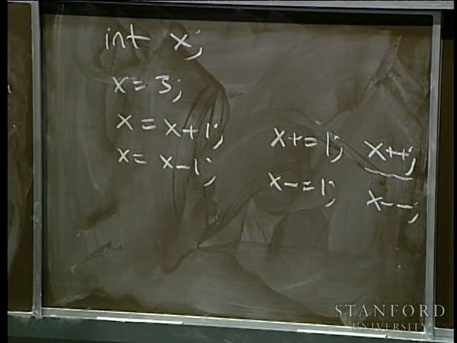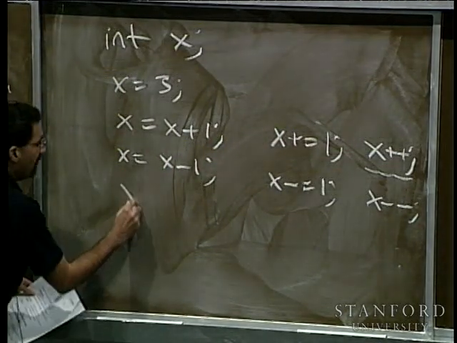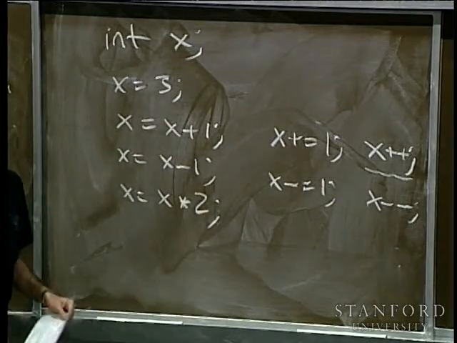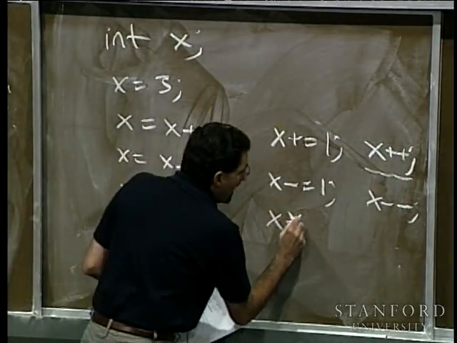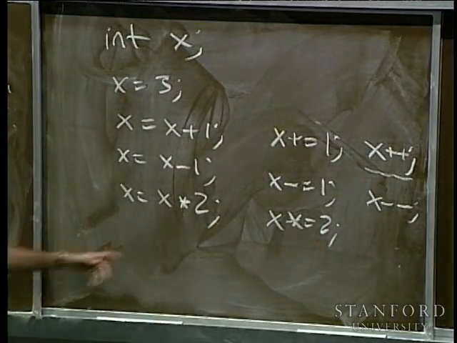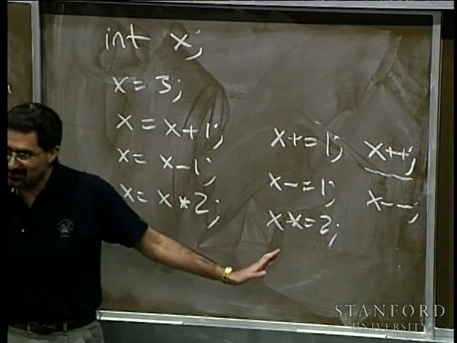There's a couple other shorthands. You can also think about multiplication. If you want to say x equals x times 2, like you want to double x, you could say x times equals 2, same sort of effect. So there's a times equals. There is no super shorthand for times equals; it just stops there.